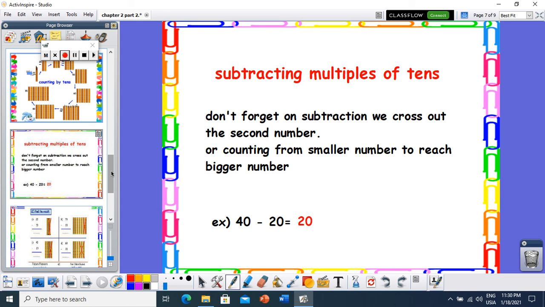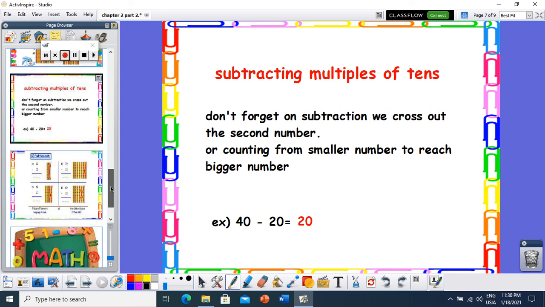Now let's start subtracting multiples of 10. Subtracting multiples of 10. Don't forget, on subtraction we cross out the second number. We cross out the second number, and if I have two digits like that, I have to count from the smaller number to reach the greater number. In subtraction, I will search on the smaller number.